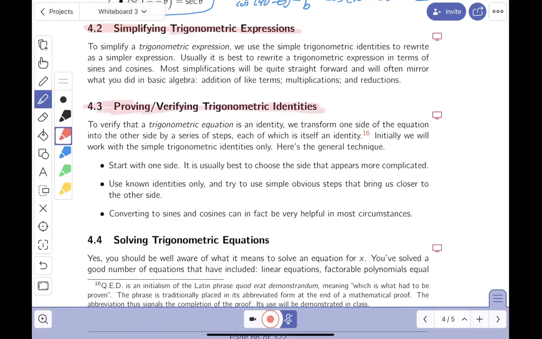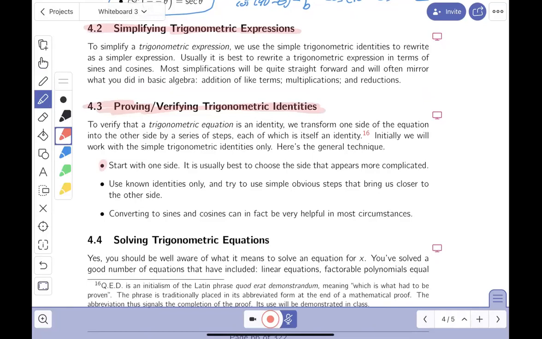I'll read it to you. To verify that a trigonometric equation is an identity, we transform one side of the equation into the other side by a series of steps, each of which is itself an identity. Initially, we will work with the simple trigonometric identities only. Here's the general technique. Let's go through it.